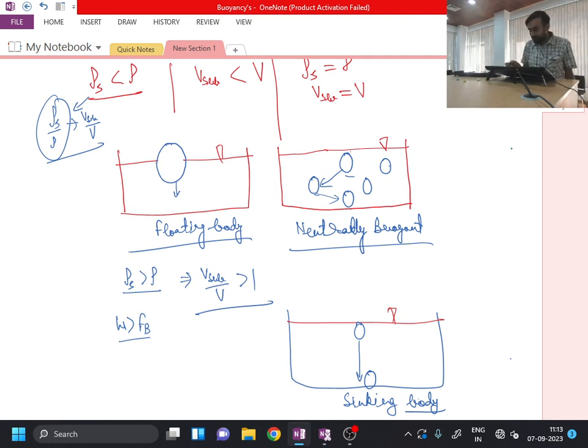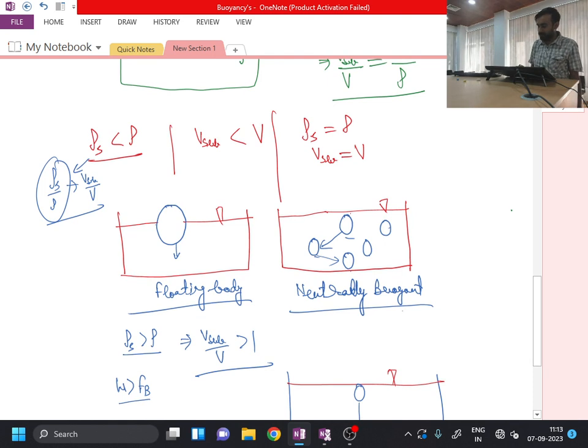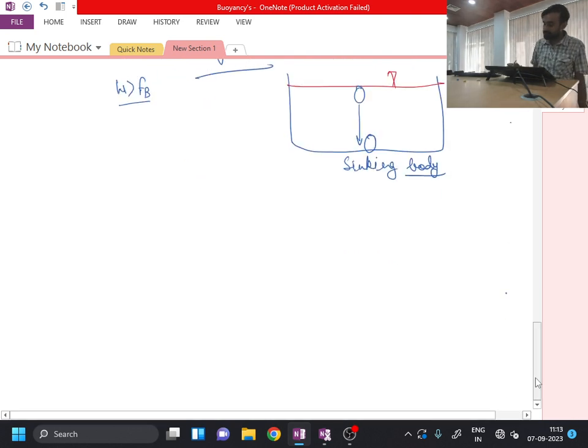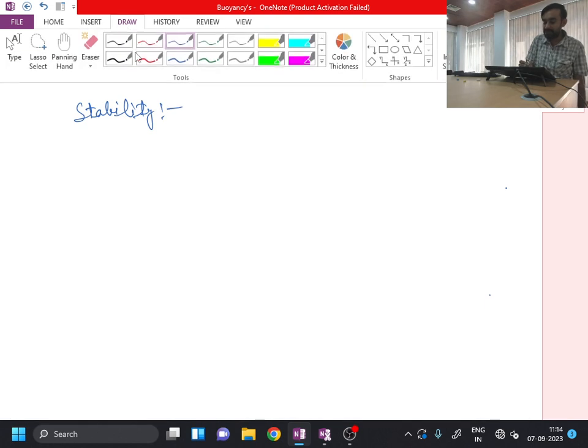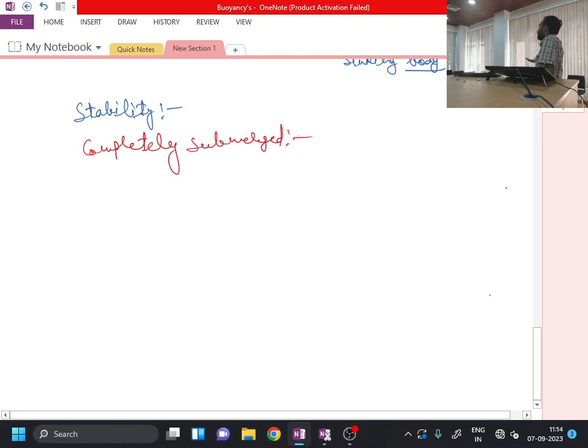Now, in studying this motion, we have seen that I can have a floating body, a neutrally buoyant body, and a sinking body. But another important aspect associated with buoyancy force is stability. Whatever bodies we are talking about, these must be stable. First we will talk about the stability of completely submerged objects, and after that we will talk about the stability of partially submerged or floating objects.